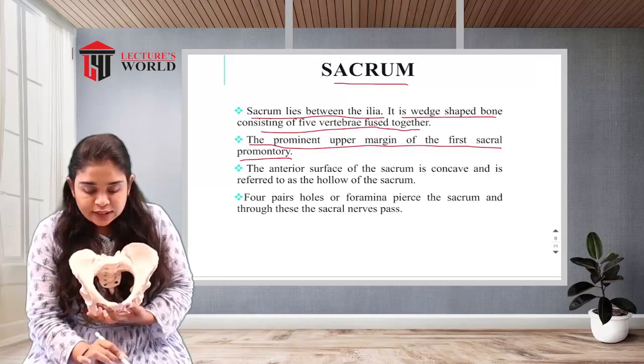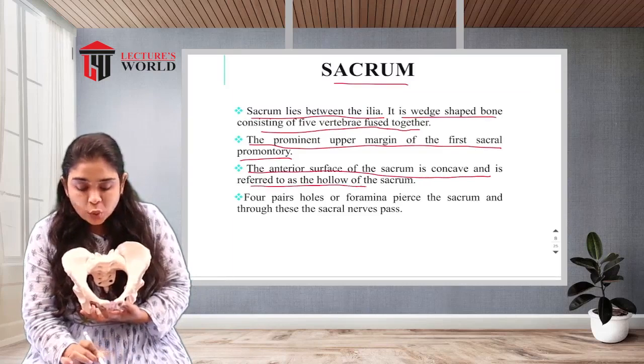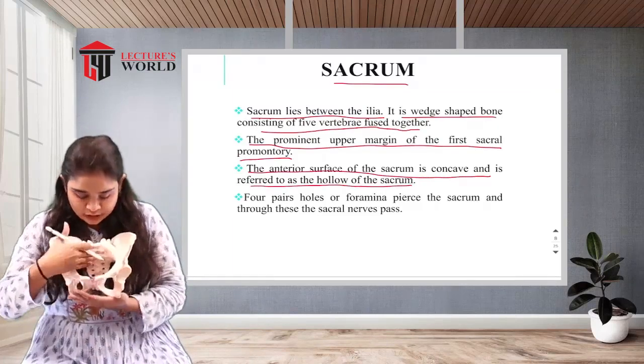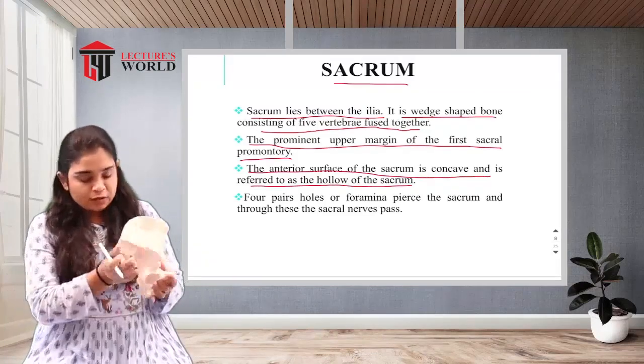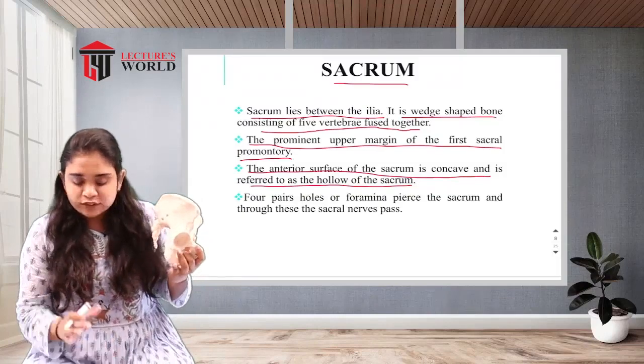Then the anterior surface of the sacrum is concave and referred to as the hollow of the sacrum. So here we are talking about the anterior surface, which looks like a concave shape. This is referred to as the hollow of the sacrum.